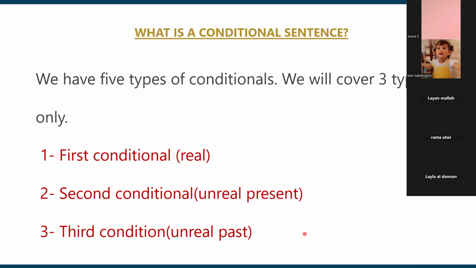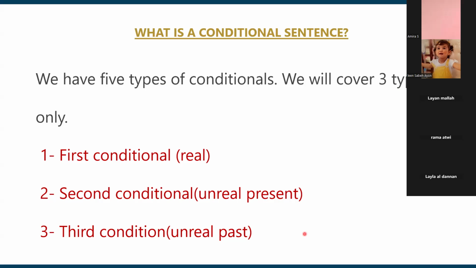So, what did you understand from what you have just read? How many types of conditionals do we have in grammar? Five. But are we going to cover the 5? No. We're going to cover only 3. What are the 3 types? The first conditional, second conditional, and third conditional. What is the first conditional called? Real. What is the second conditional called? Unreal present. And the last one? Unreal past.